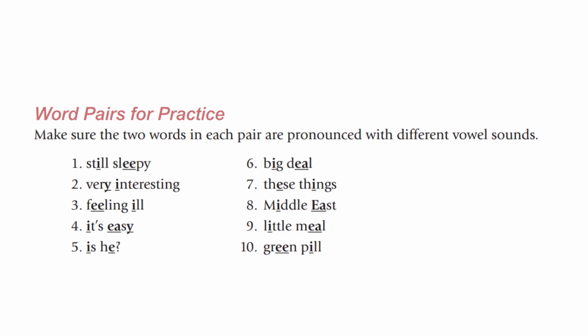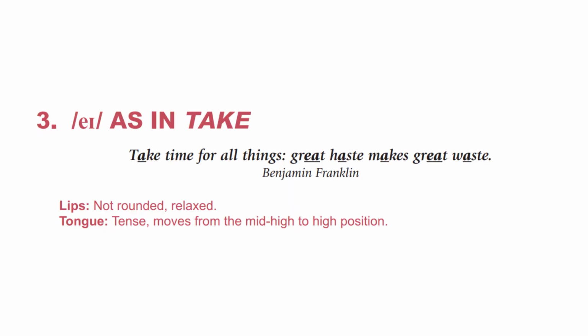Word combinations for E and I. Make sure that the two words are pronounced with different vowel sounds. Still sleepy. Very interesting. Feeling ill. It's easy. Is he? Big deal. These things. Middle East. Little meal. Green pill.